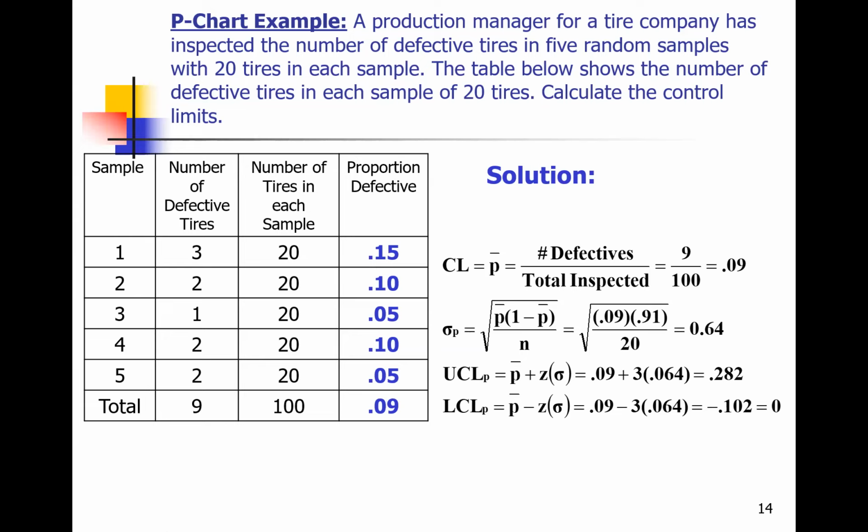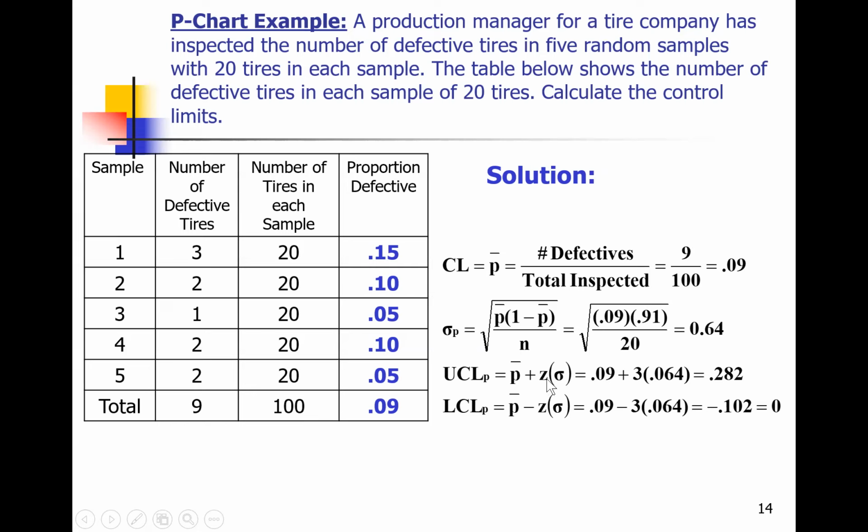So multiplied and divided by 20, we get 0.64 as the standard deviation. And to calculate the upper control limit, we again will use 3 sigma. If it is not stated, you will use 3 sigma. Please remember, the Z value means 3, even if it is not stated.